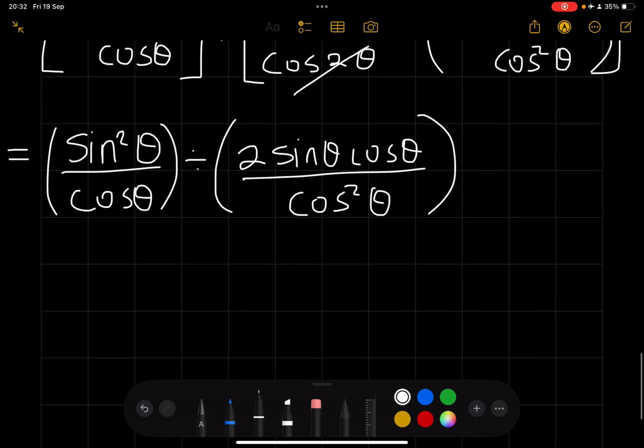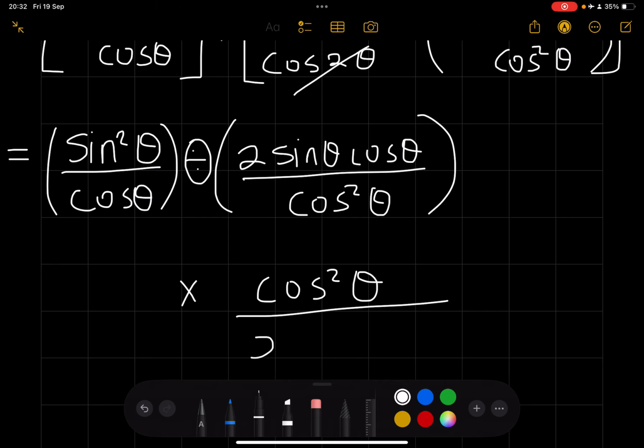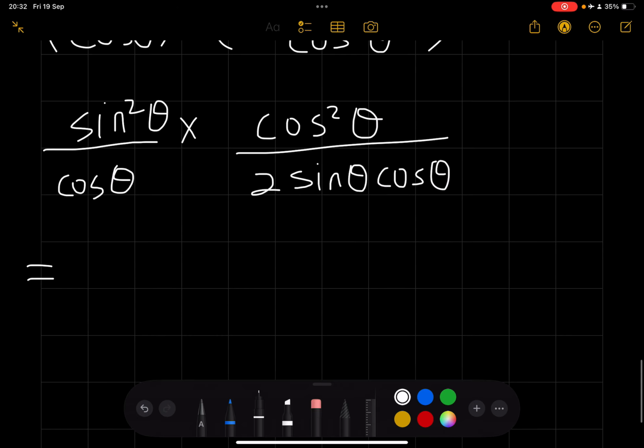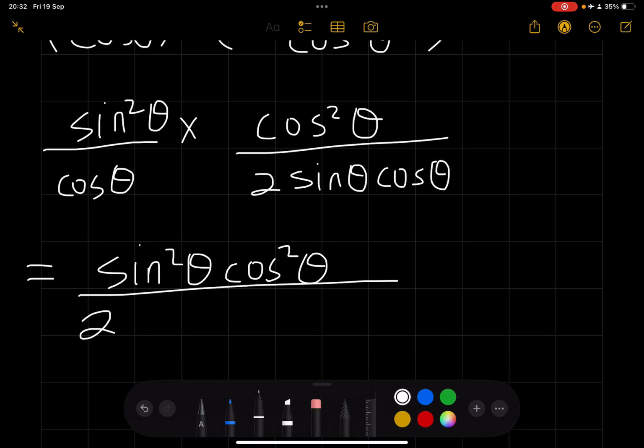Then now I can change this sign to a multiply, and this side will be cos squared theta all over 2 sine theta cos of theta. Then at the bottom this side we have cos theta sine squared theta. Now let's combine the fraction. We have sine squared theta cos squared theta all over 2 sine of theta. Cos times cos will be cos squared theta.